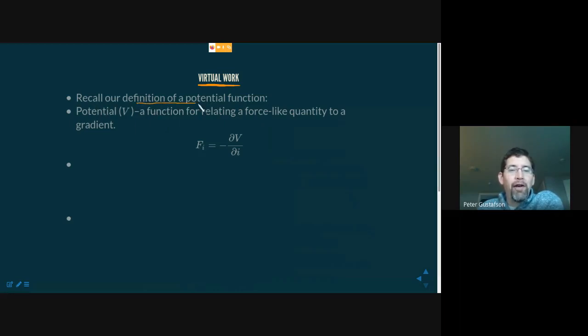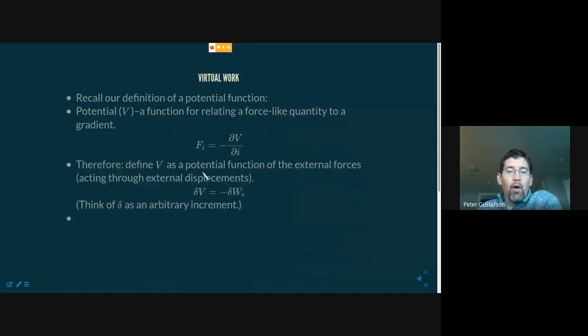Anyway, recall our definition of a potential function. A potential function was a function that related a force-like quantity to some gradient-like quantity. The derivative of some potential function with respect to the coordinate direction gave us a force. So if we can express something in this form, we can call that a potential. Now, what we could do is define a potential function that describes the relationship to the external forces acting through external displacements.